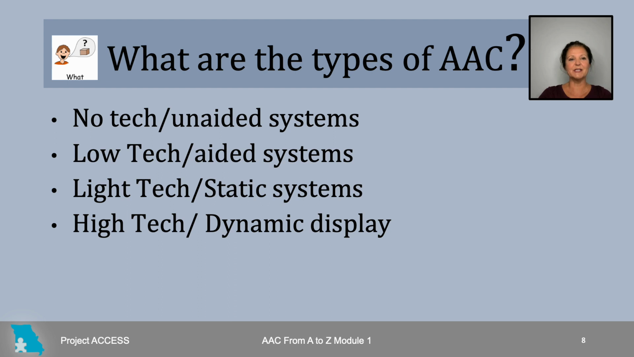The next one is Light Tech. So Light Tech are things like a Cheap Talk 8, a Big Mac button. You can usually record a static message on this equipment, and it helps students to begin the understanding that my words mean something. So I say this, and then this happens. It's a cause and effect type of device.